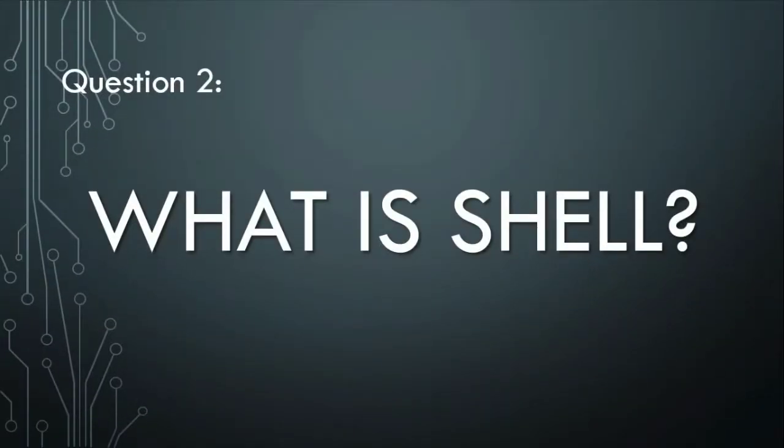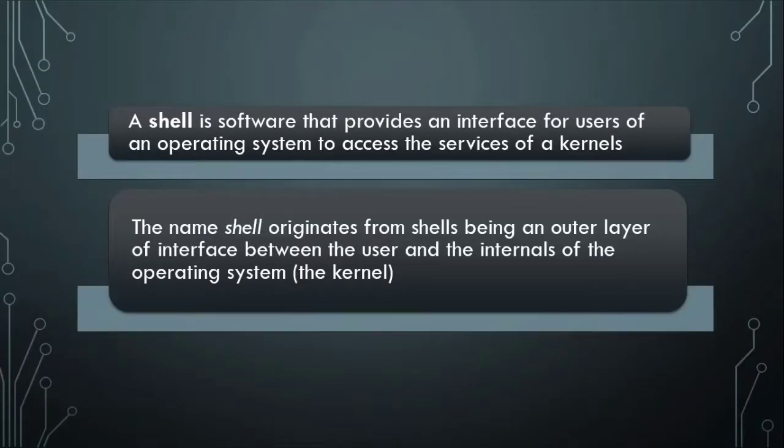Question 2 is, what is shell? A shell is software that provides an interface for users of an operating system to access the services of a kernel. The name shell originates from shells being an outer layer of interface between the user and the internals of the operating system, the kernel.